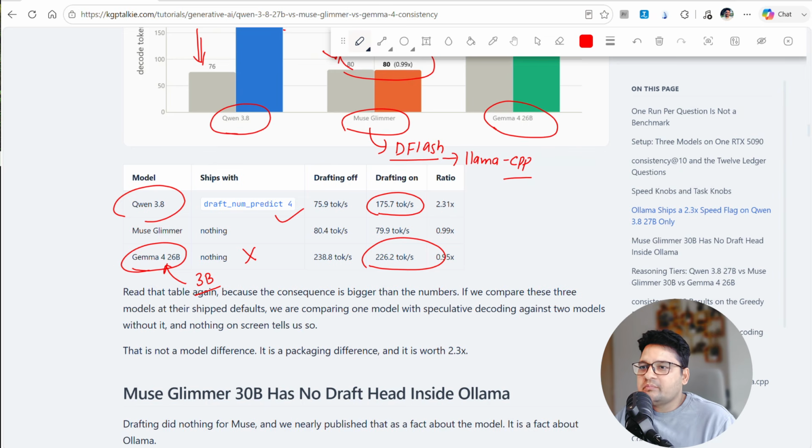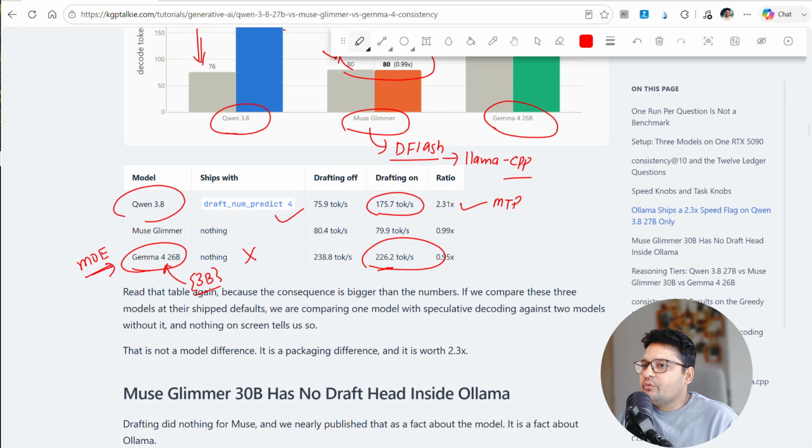That means this model has an MoE architecture, that means mixture of experts architecture. It has many experts internally, I guess 128 experts, but it is actually activating only 3 billion parameters. That means while calculating the result, only 3 billion parameters are being used. Because of that, you are seeing that its speed is very fast, even without MTP.